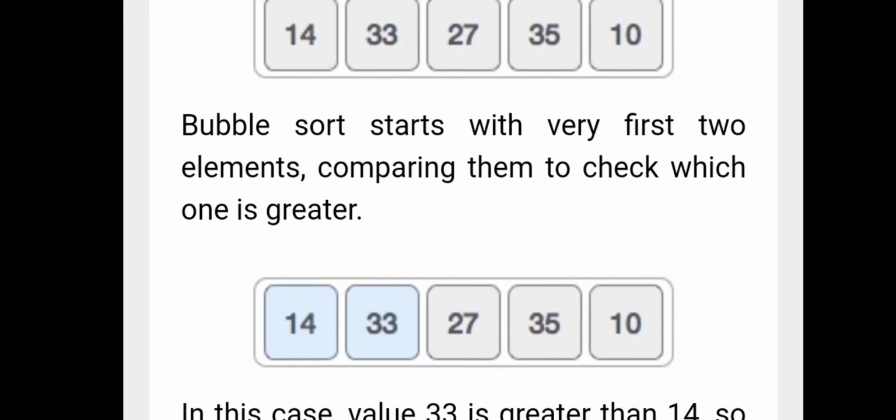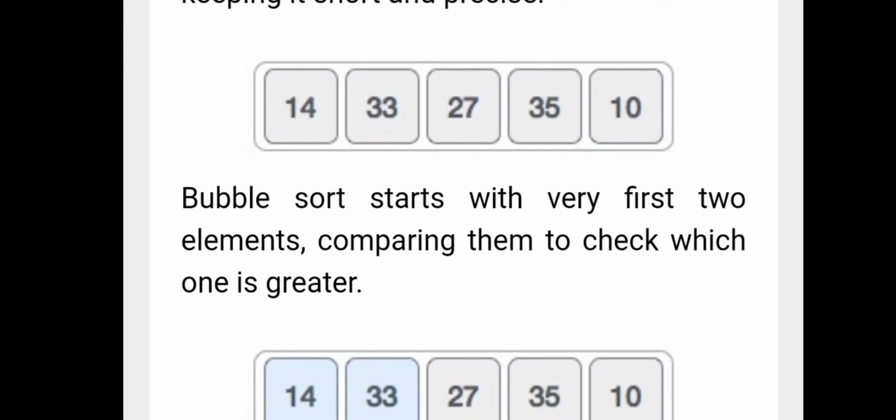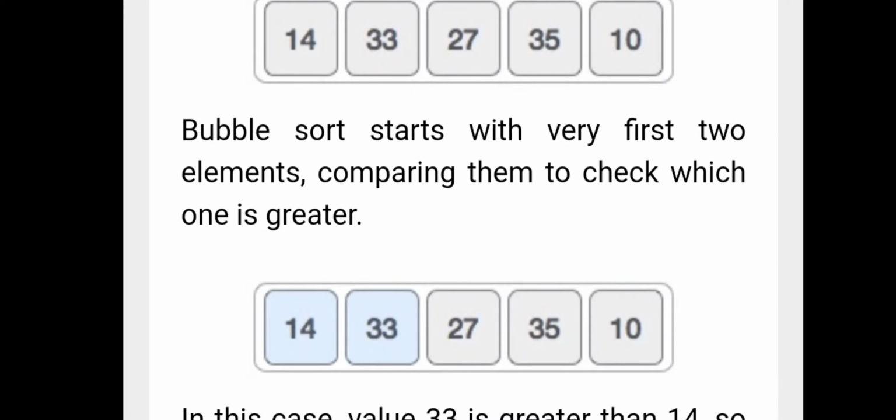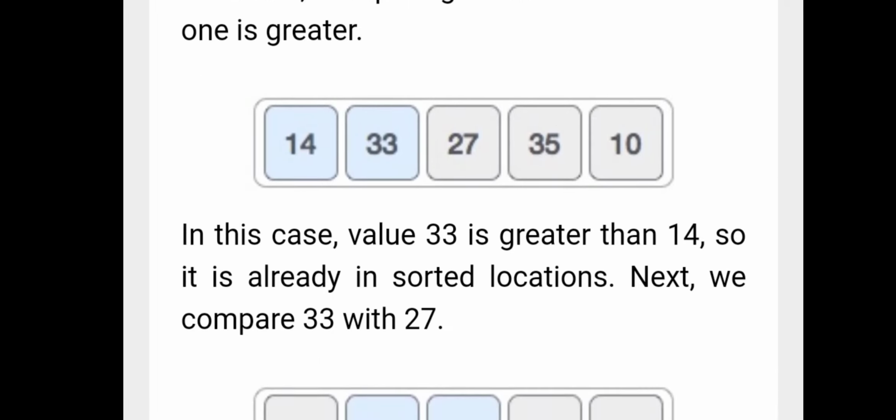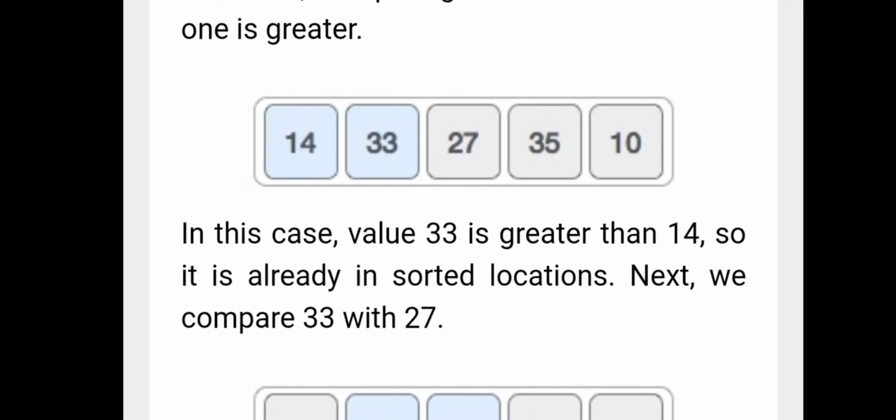Bubble sort starts with the very first two elements, comparing them to check which one is greater. I already told you this is a comparison based sorting algorithm. In this, always the adjacent elements are compared. So the first comparison starts with 14 compared with 33. In this case, 33 is greater than 14, so it is already in sorted order.